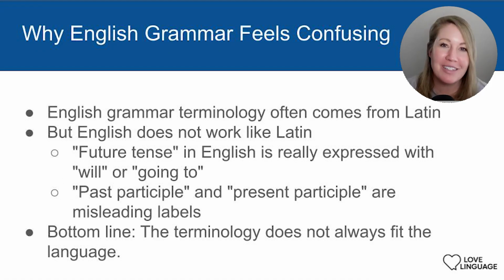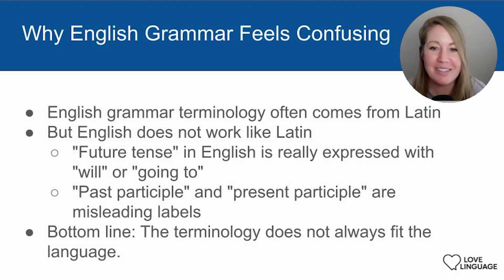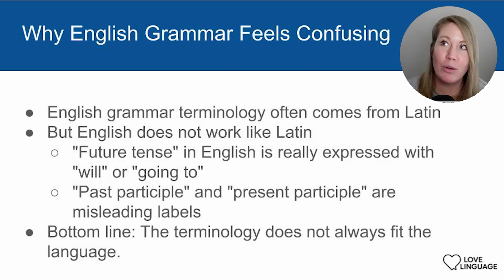In fact, one of the reasons English grammar feels so confusing is that the terminology doesn't always fit the language. So, for example, we talk about the future tense in English, but English doesn't actually have a future tense in the same way that languages like Latin do. Instead, English uses modal verbs like will or going to basically to indicate future aspect, right?